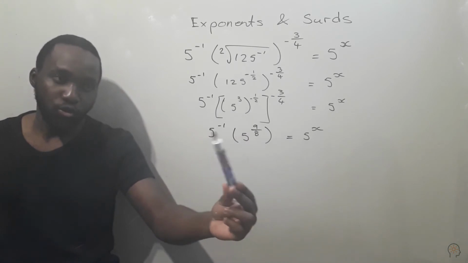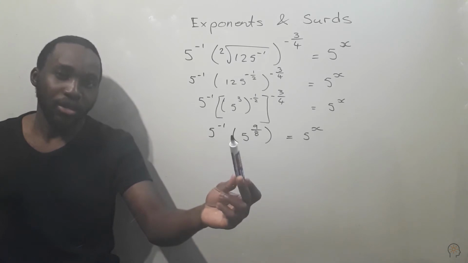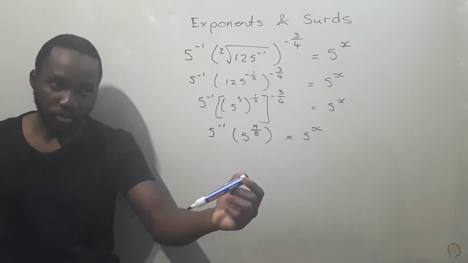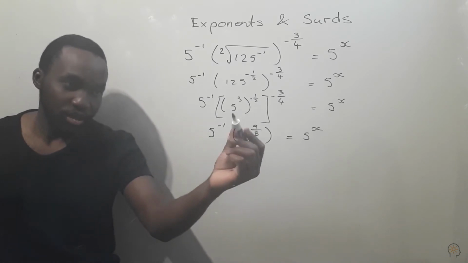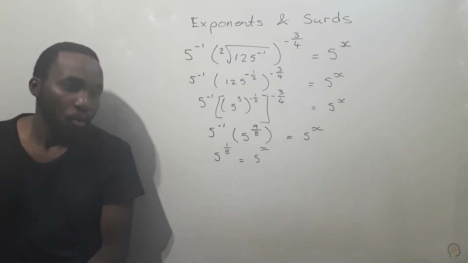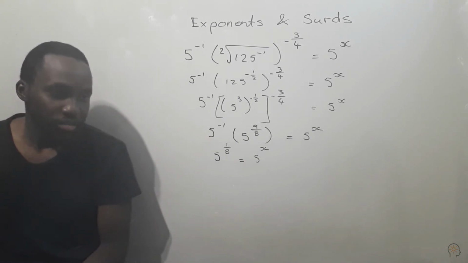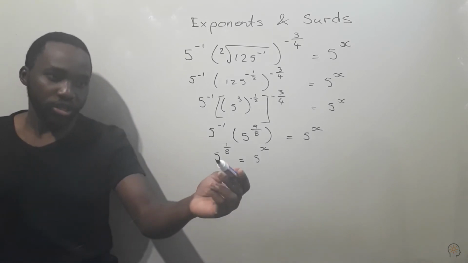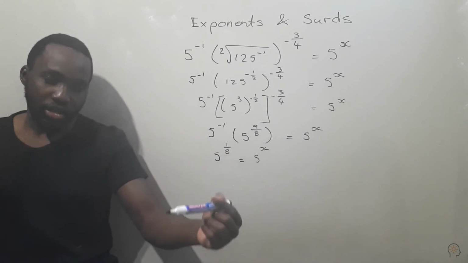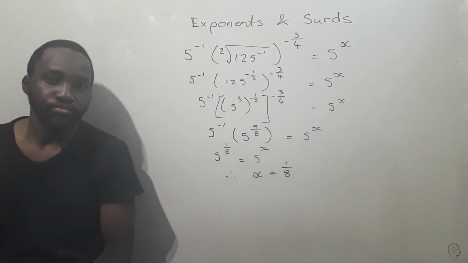Here though, we have two different expressions with the same base, and we're multiplying. So here we add the exponents. This is basically going to give us 5 to the power of 1 over 8. So here we can see it has made things a bit simpler, because we can clearly see that for these two sides to be equal, x has to be 1 over 8. There we go. That's it.